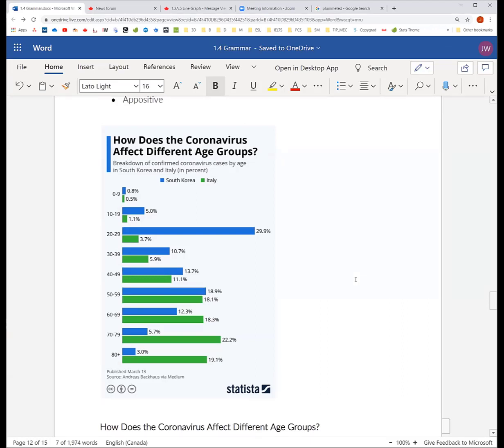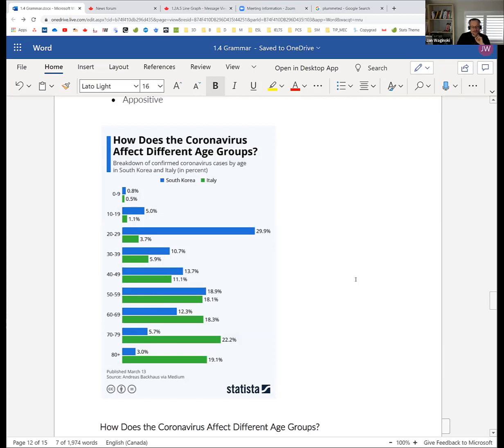Can I try? Go ahead. People in South Korea who are aged below 60 are more affected than in Italy. While in Italy, people aged more than 60 are more affected. Sure, that's another way to do it.